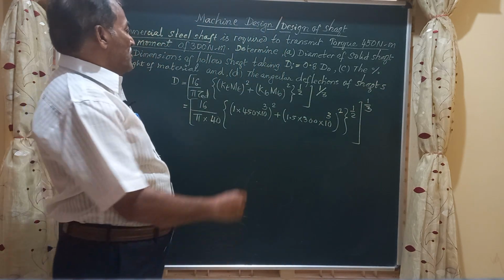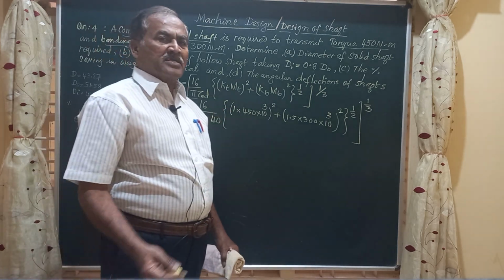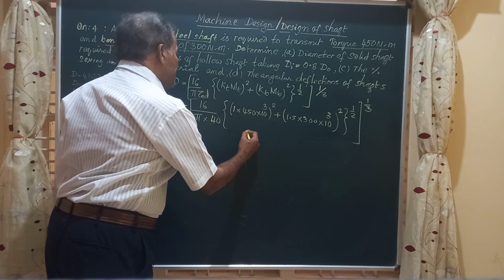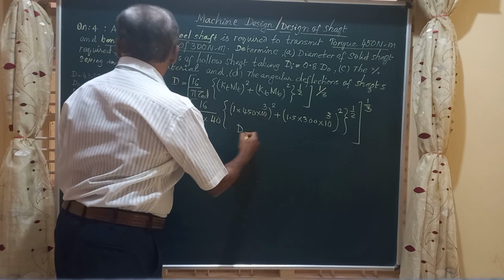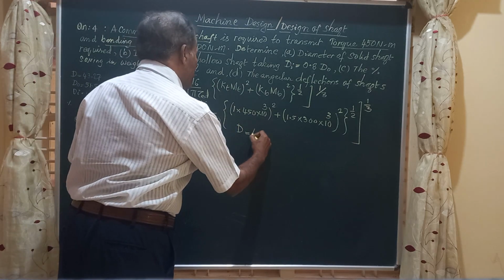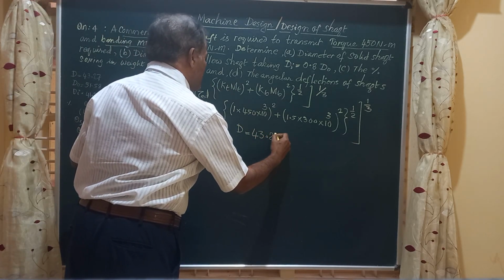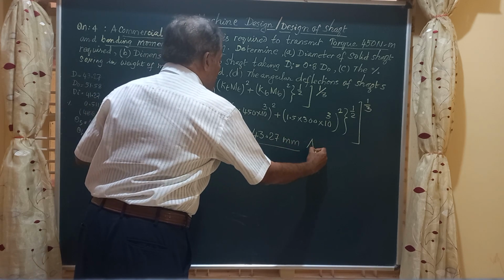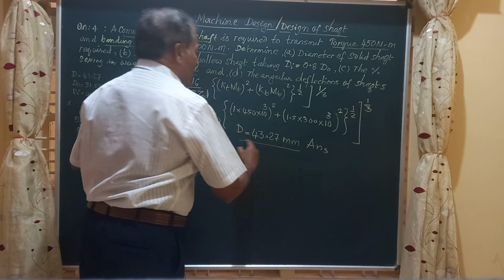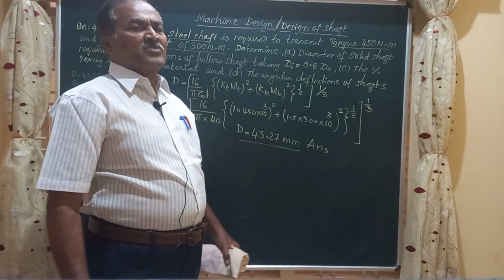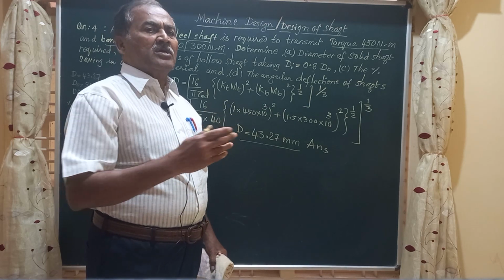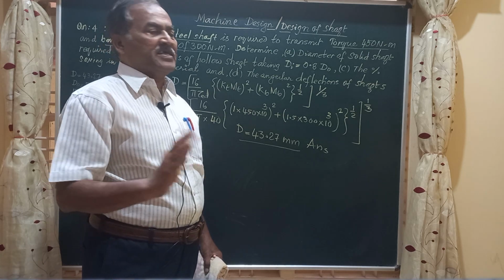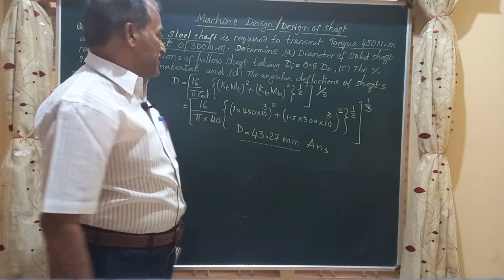Friends, you know all the parameters on the right hand side of this expression for D, so get the value of D. And if you calculate, friends, this D works out to 43.27 mm, 43.27 millimeter. This is the answer for the first part of the question. Friends, this answer I'm not going to round it up because we are going to have later on the comparison of this hollow shaft and the solid shaft after completing the second part of the question.